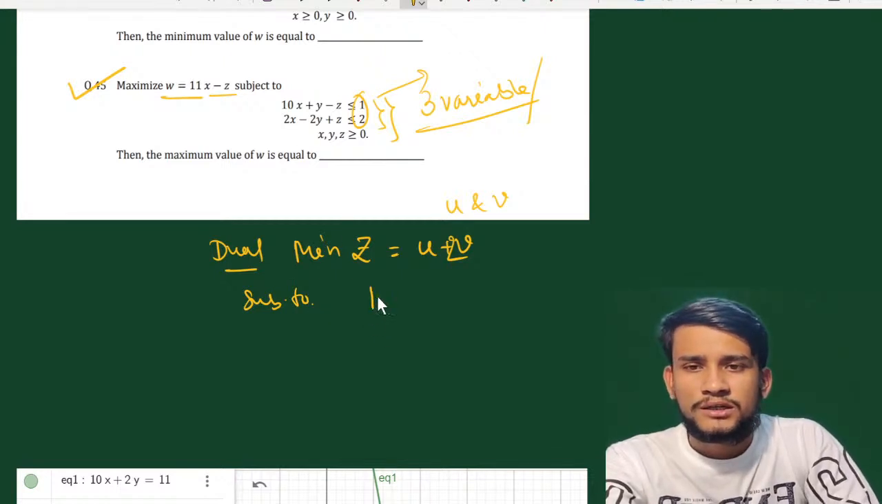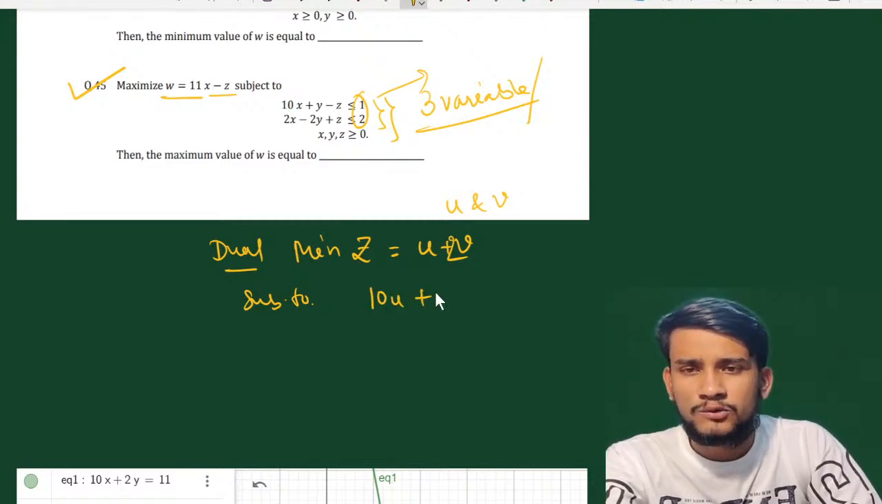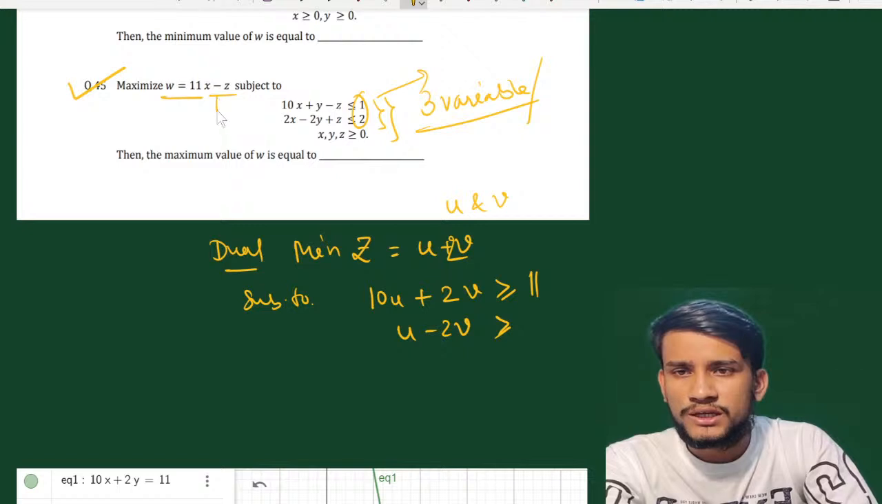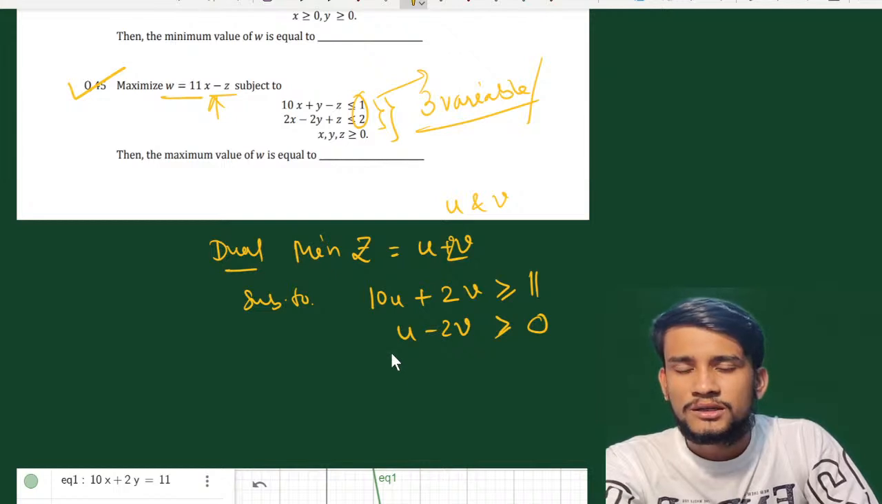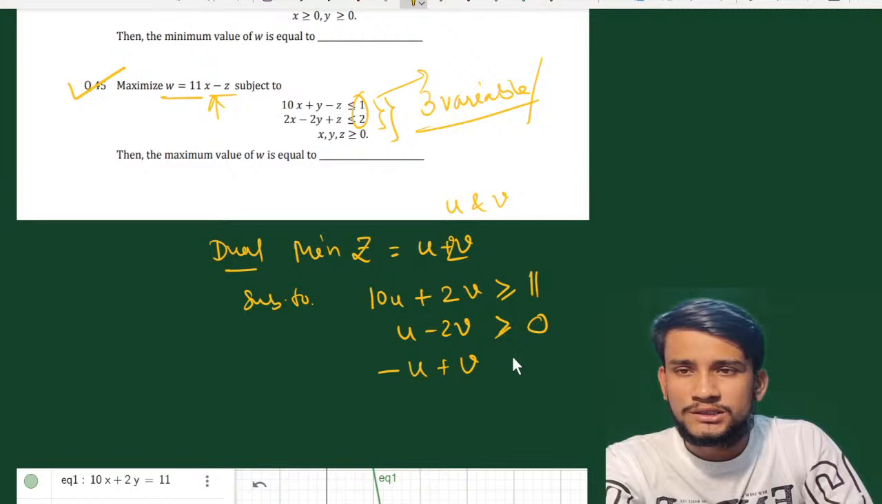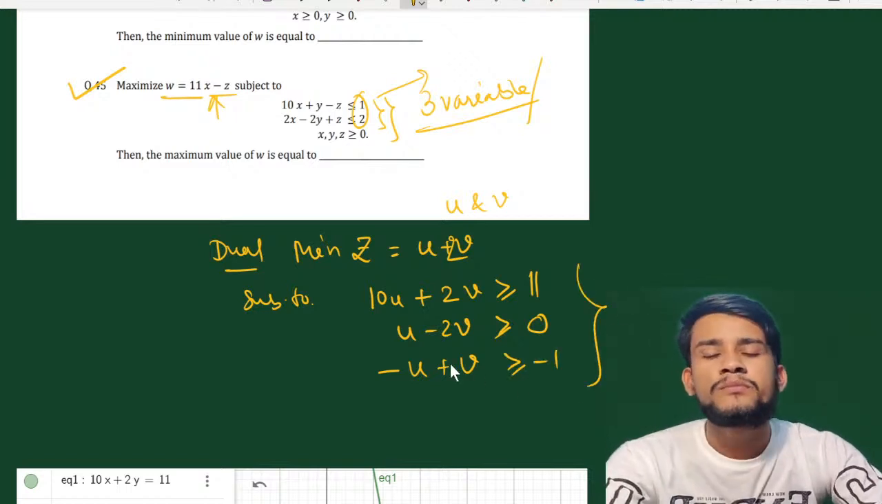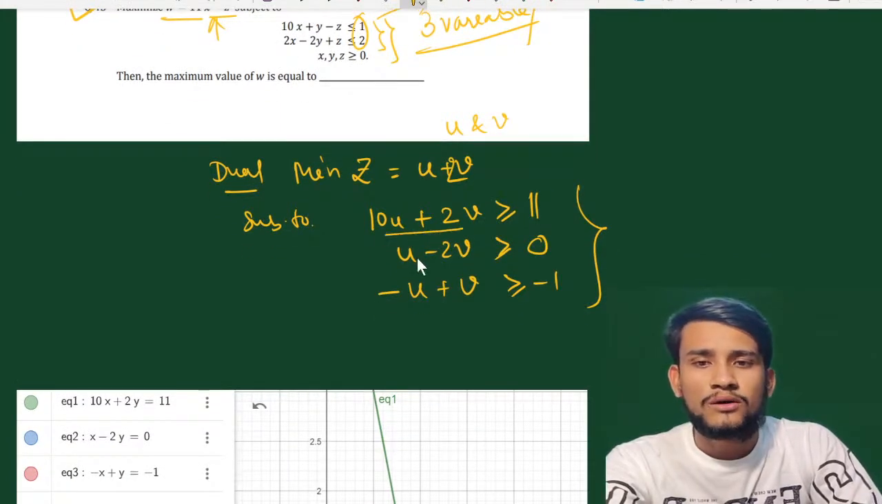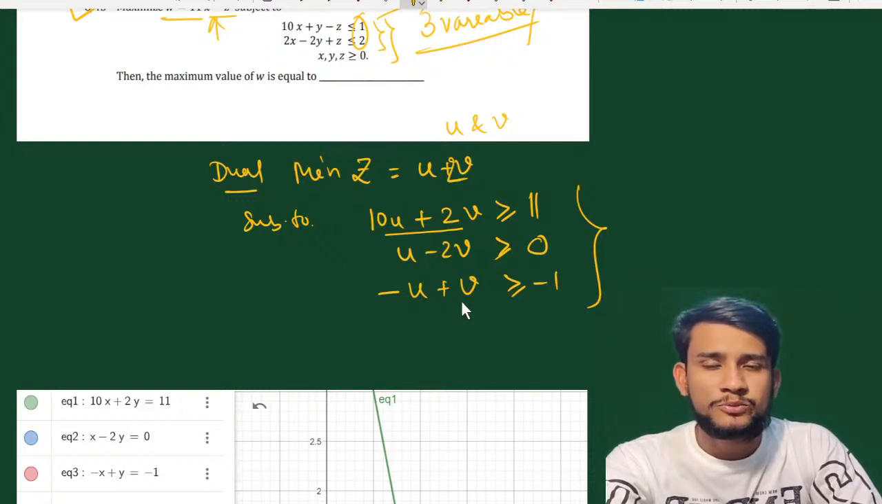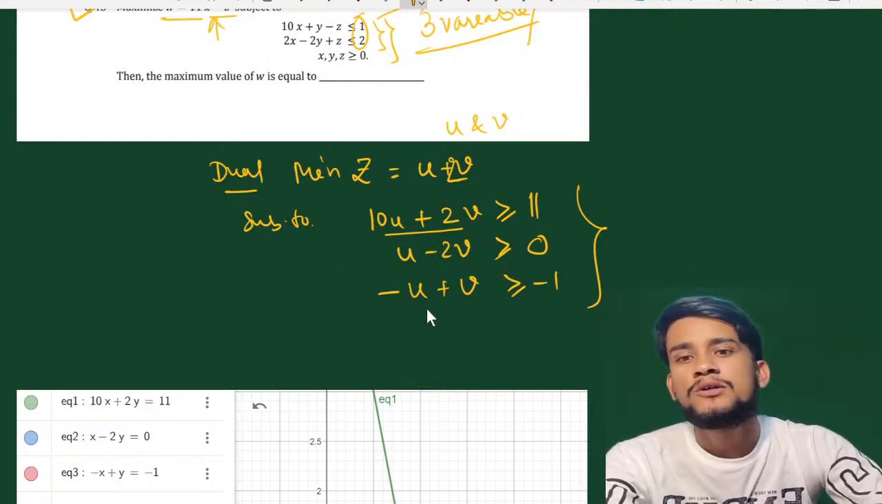Subject to the constraints: 10u plus 2v is greater or equal to 11, then u minus 2v is greater or equal to 0, because there is no second variable, that is the y term. The third constraint is minus u plus v, greater or equal to minus 1. So these three are the dual constraints. There are only two variables in the dual problem, therefore we can solve this problem by its dual, using the graph.